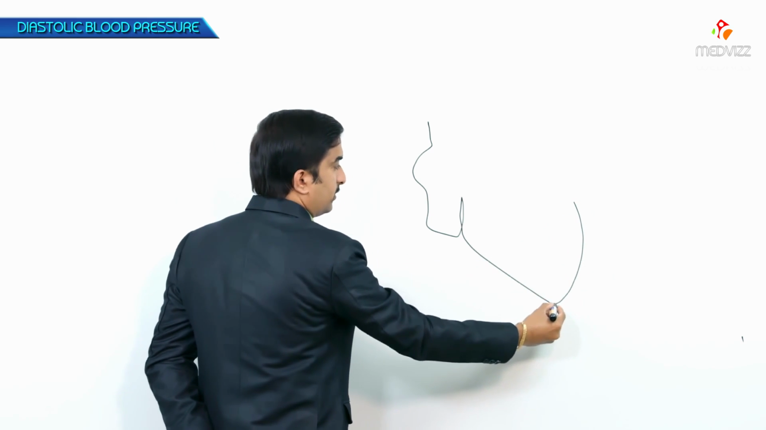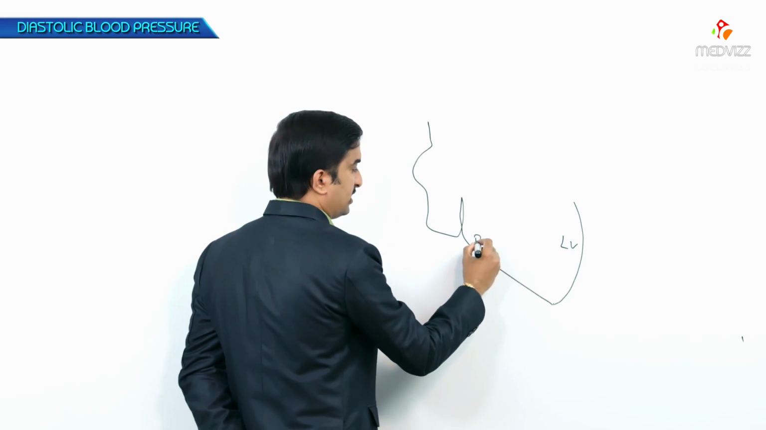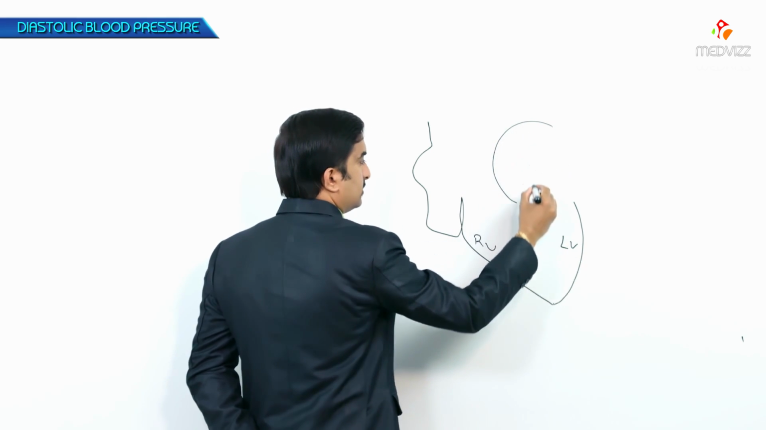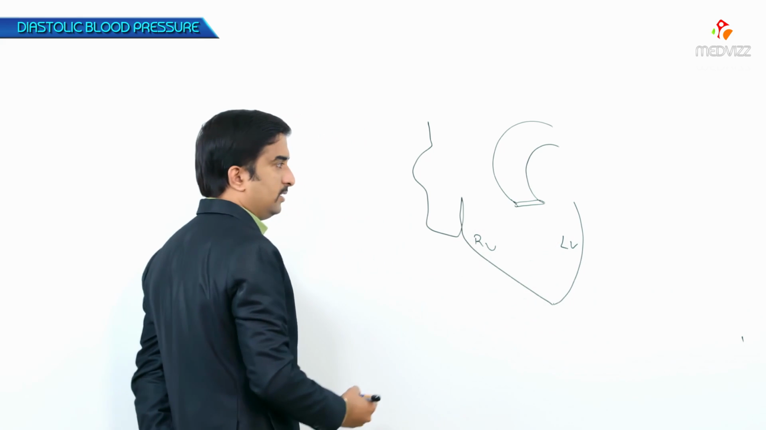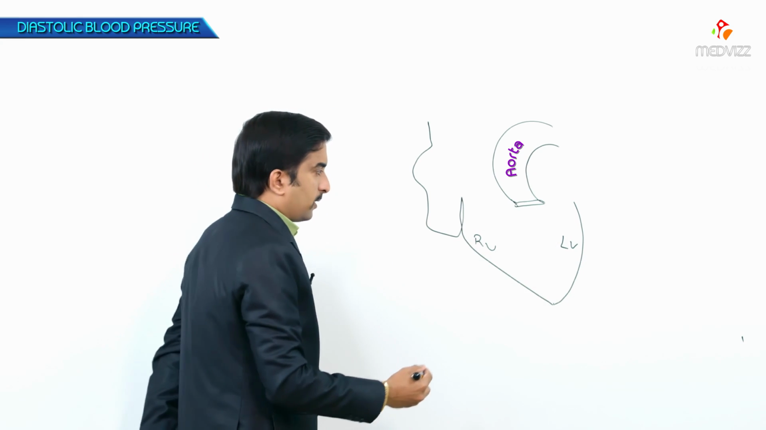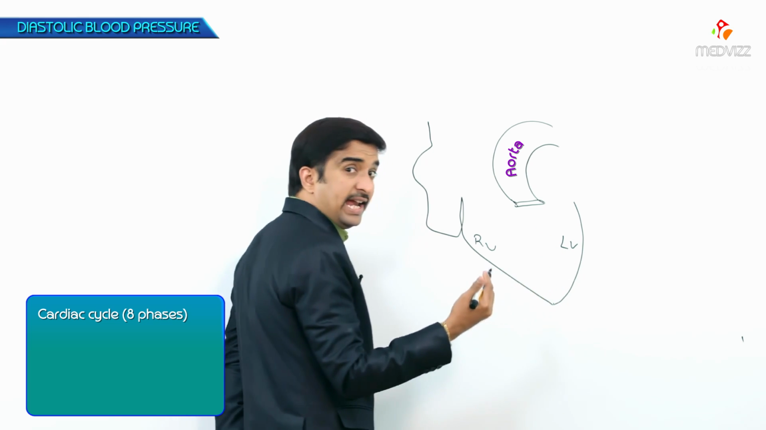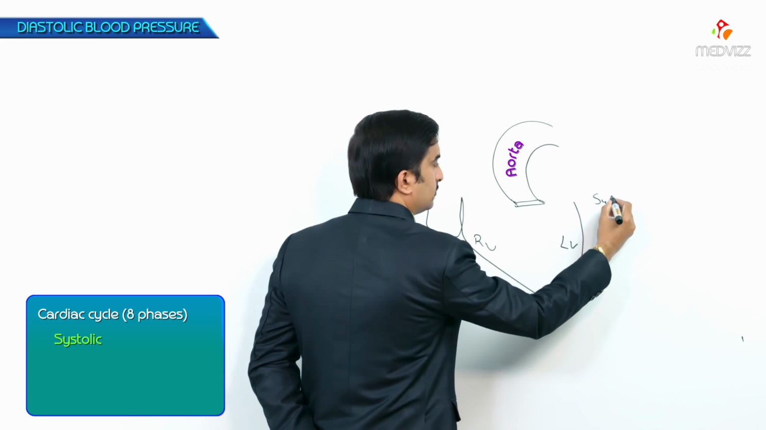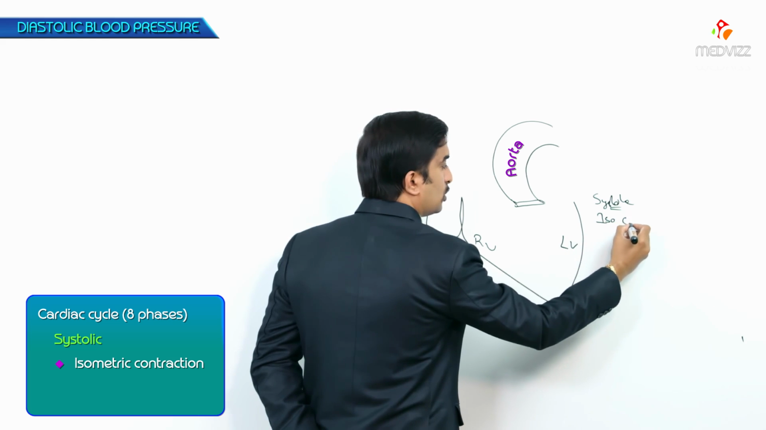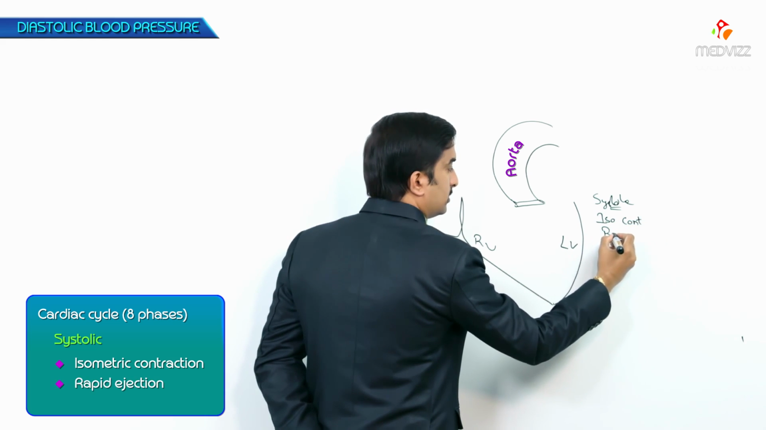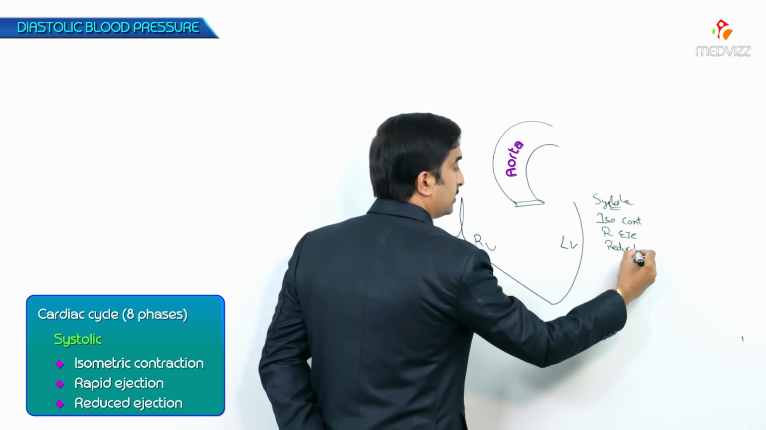the anatomy of the heart here, this is the left ventricle and this is the right ventricle, and we know that the exit channel from the left ventricle is the aorta, and the cardiac cycle has been divided totally into 8 phases. Systole, that is isometric contraction, rapid ejection and reduced ejection.